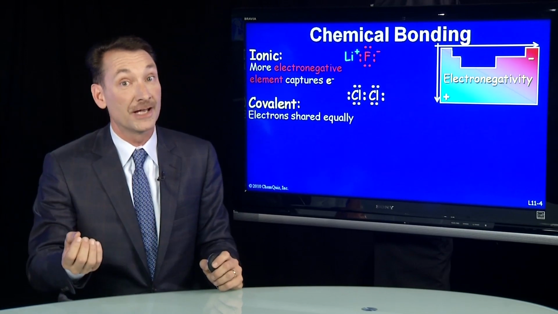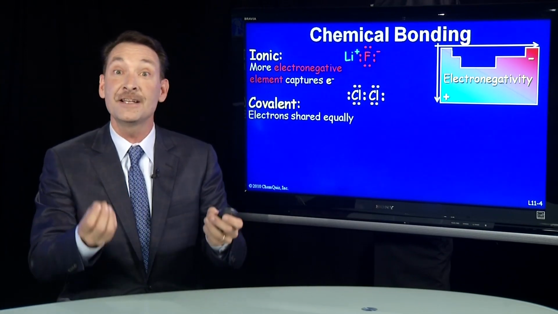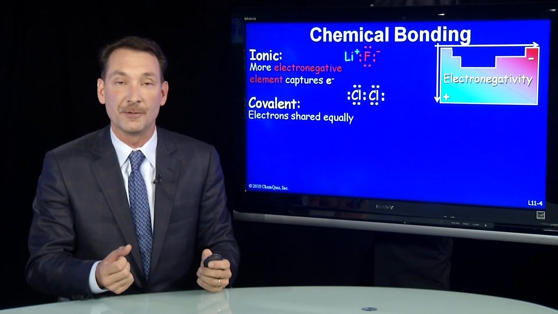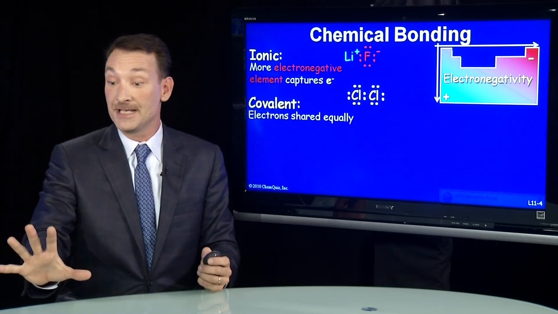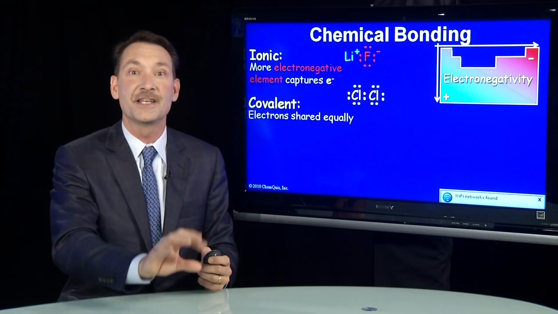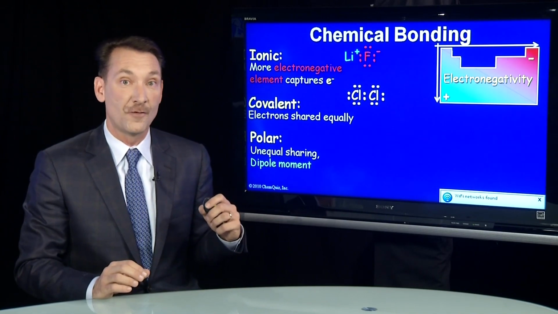But it's actually more likely that you'll have bonds between different elements. So there'll be a slight electronegativity difference between the two elements, and therefore a slight preference for the electron to find itself on one element as opposed to the other. So those are called polar covalent bonds.